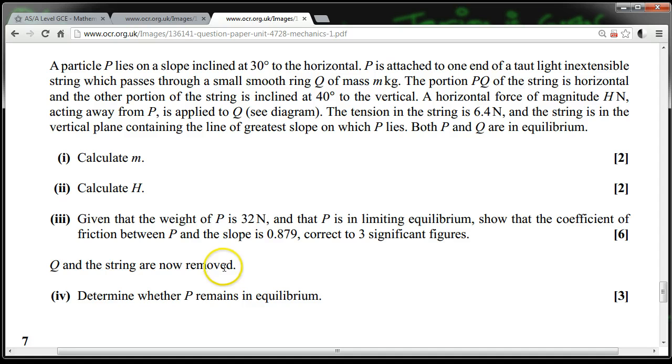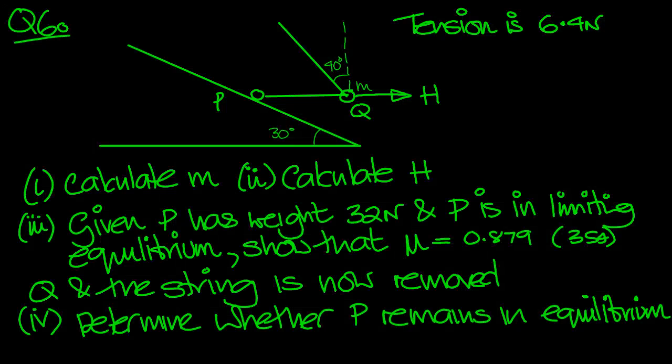Q and the string are now removed. Determine whether P remains in equilibrium. So let's have a look at the question, and I've got it summarized here. The tension in the string is 6.4. So let's start putting in the forces then.